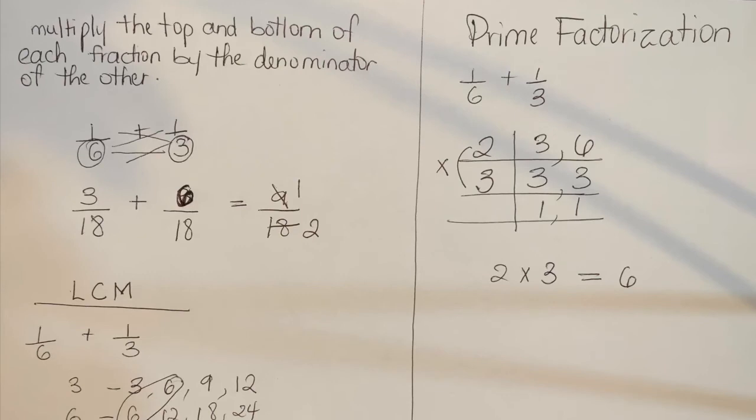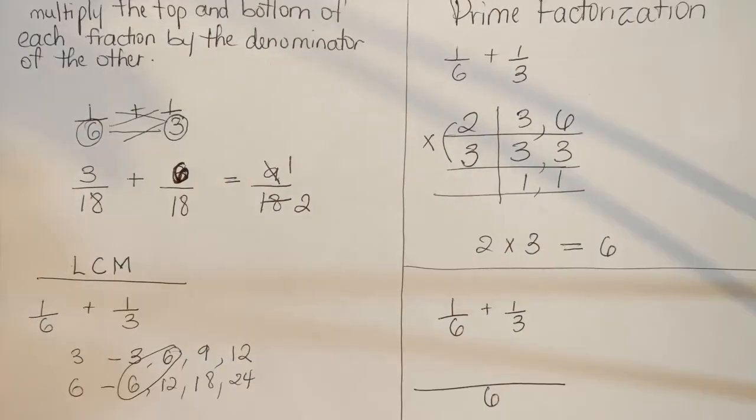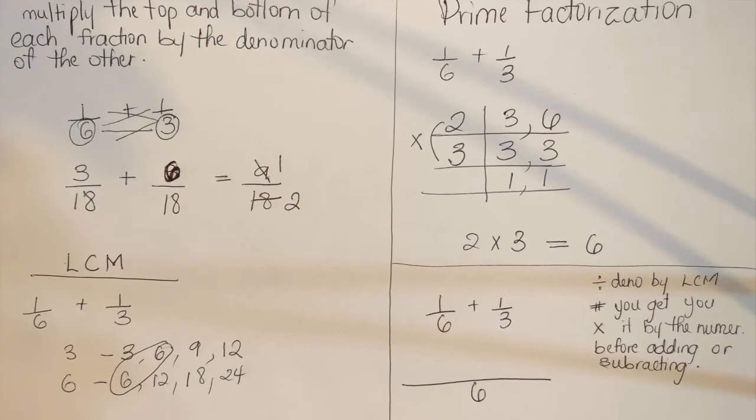Seeing that we have learned how to find our LCM 2 different ways, it is now time to solve the problem. 1 over 6 plus 1 over 3. So we're going to draw a line underneath both fractions and we're going to put our LCM. Notice the LCM is the same whether we find it the way of writing out the multiples or by prime factorization. So our LCM is 6. Now in order to work this problem, first we divide the denominator by the LCM. The number we get, we multiply it by the numerator before we add or subtract.